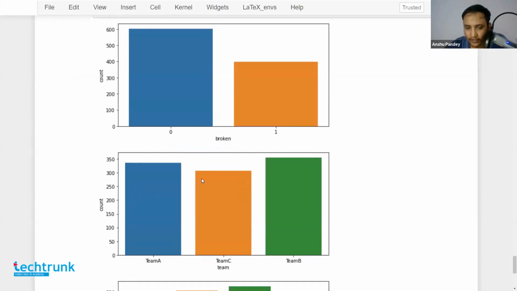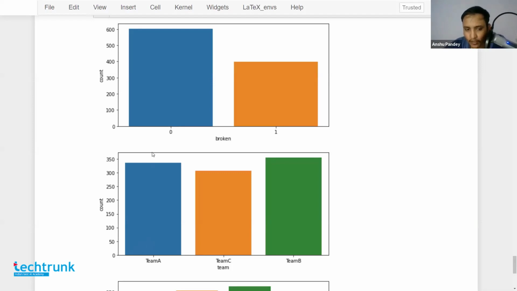Here we can see the team. This graph simply represents how many machines are managed by team A, team B, and team C. The x-axis represents the categories: team A, team C, team B. It is not in proper order; it should have been team A, B, C. It picked up the order based on the occurrence of the values in the column. So maybe the first machine was of team A, the second of team C, and maybe the third or eighth machine was of team B, like that.